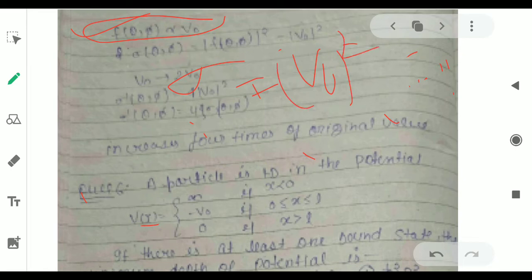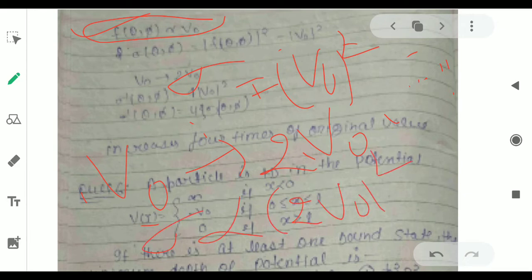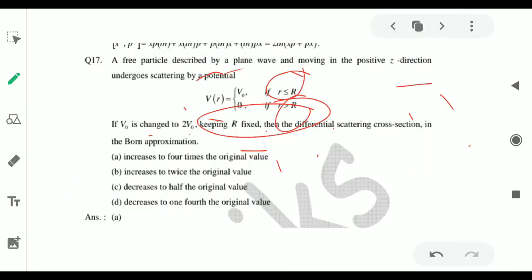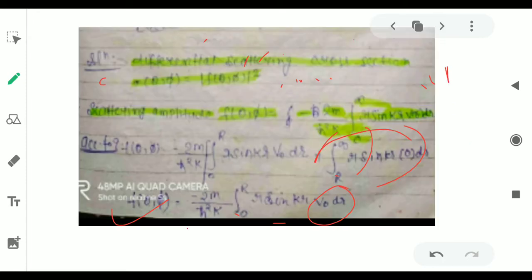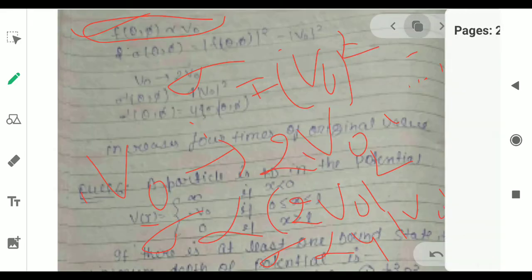square. So if it is given in the question that V0 becomes twice V0, if we put the value 2V0 instead of V0, that is, sigma is proportional to (2V0)², that will be sigma proportional to 4 times V0². So the answer will be 4 times. The answer will be an increase of 4 times the original value. Okay, this is the question. So you just have to remember the formula for scattering cross section.